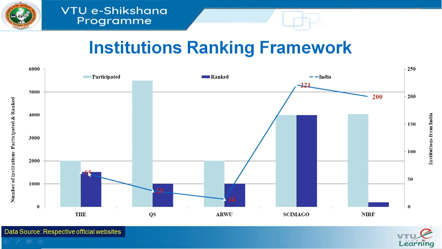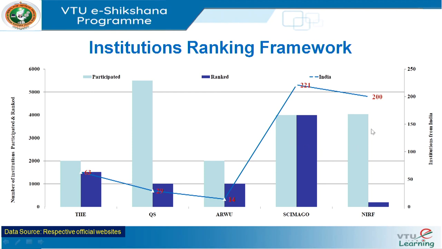and out of that there are 63 Indian institutions ranked. In the QS ranking they take somewhere around 5000 institutions across the whole world, and they rank only the top 1000 institutions, and from India only 29 institutions were able to make it into this ranking. In ARWU they consider somewhere around 2000 institutions in the primary stage itself, and they rank only 1000 institutions, where only 14 institutes are there. And SCImago is purely based on Scopus publication data, where 221 institutions are there.